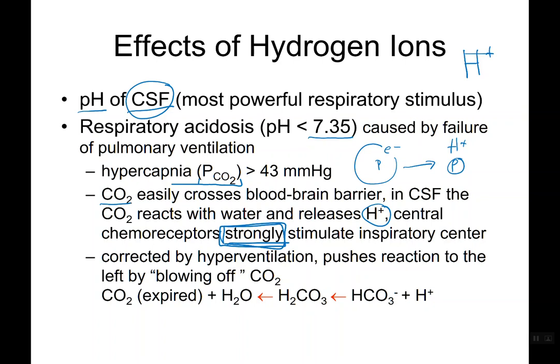And this is all corrected by hyperventilation. So the hyperventilation in cases of hypercapnia is not actually designed to try to gather more oxygen, but rather to scrub CO2 out of the blood and CSF. So that's what we call it, blowing off CO2.